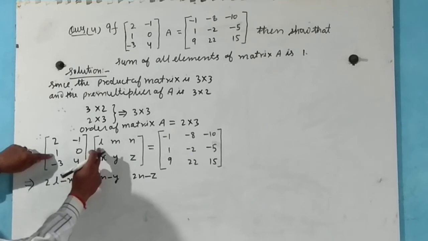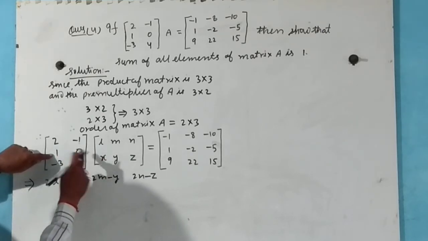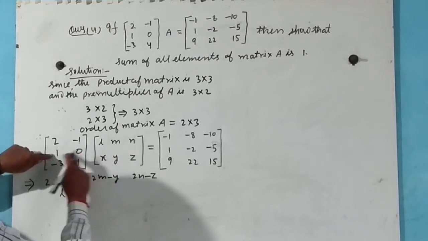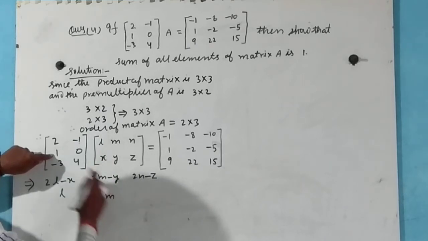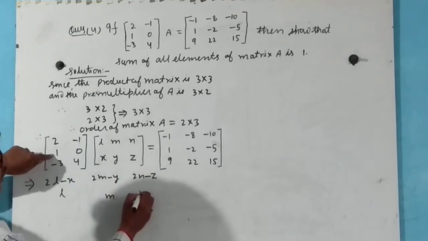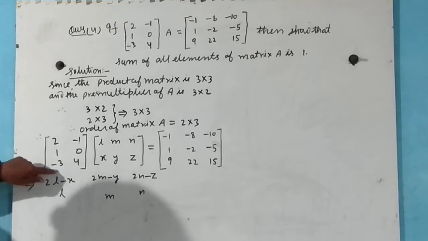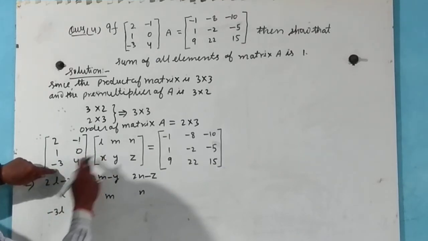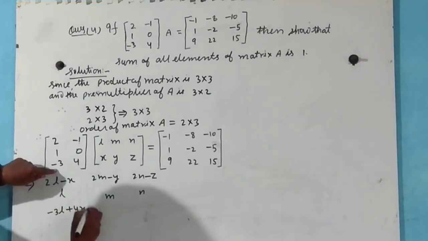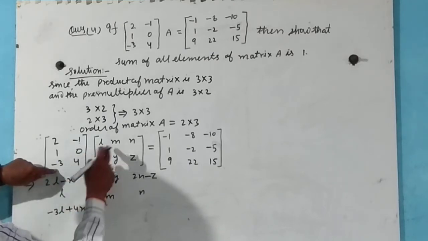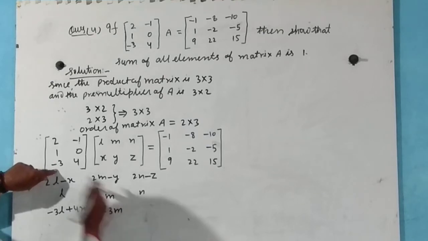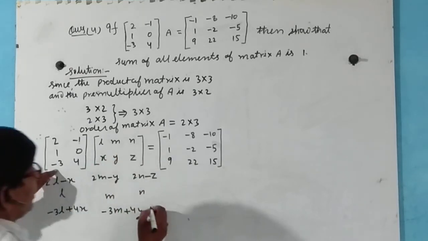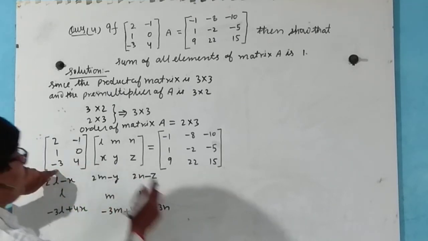Row by column method for the second row: L into 0 is only L, then only M, and then N. Now for the third row, row by column method, minus 3L plus 4X, then minus 3M plus 4Y, then minus 3N plus 4Z.